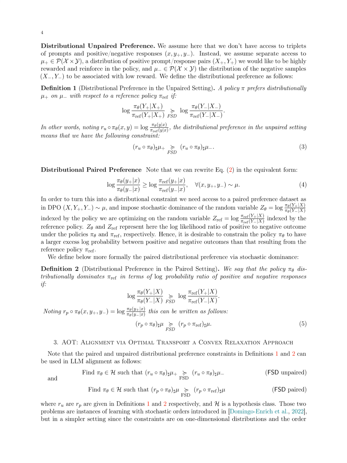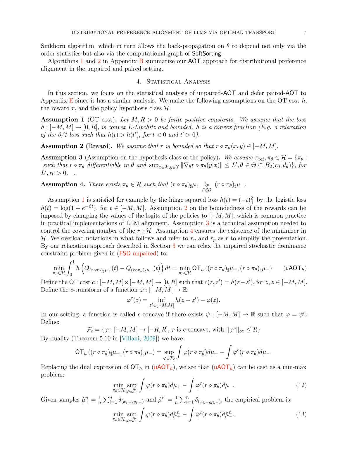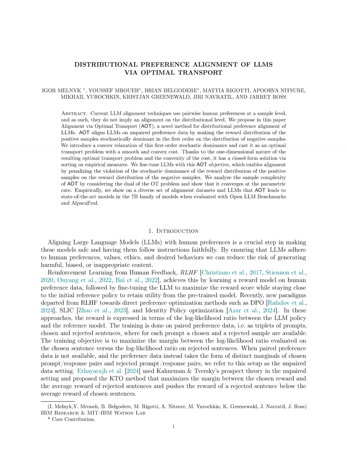9. Evaluating the performance of AOT against other alignment approaches on paired and unpaired datasets using various evaluation metrics and benchmarks. 10. Analyzing the impact of parameters such as batch size and loss function on the performance of AOT. In summary, AOT aligns LLMs with human preferences by optimizing the policy to exhibit FSD dominance of chosen rewards over rejected rewards, ensuring distributional alignment and improved model performance.